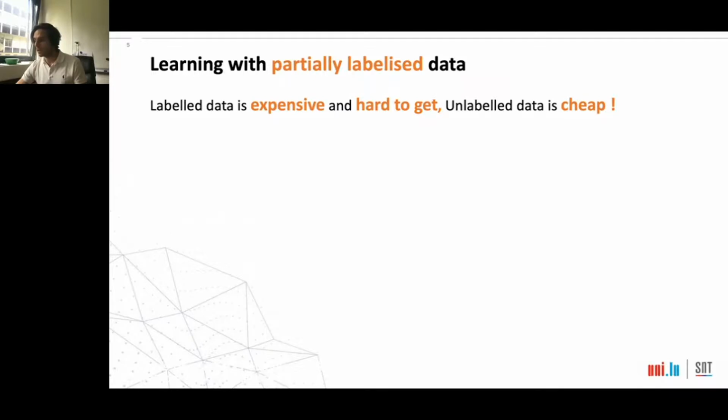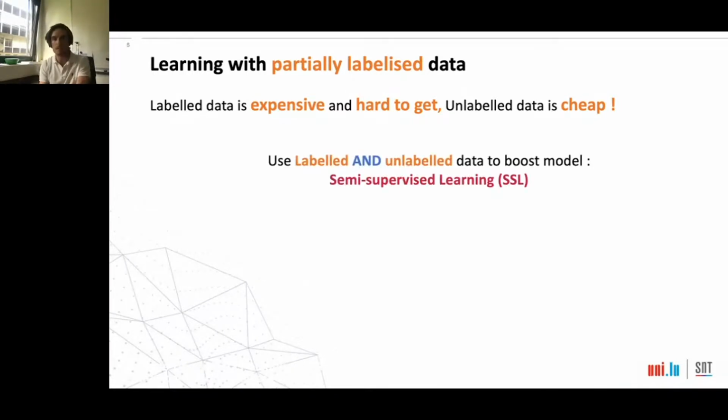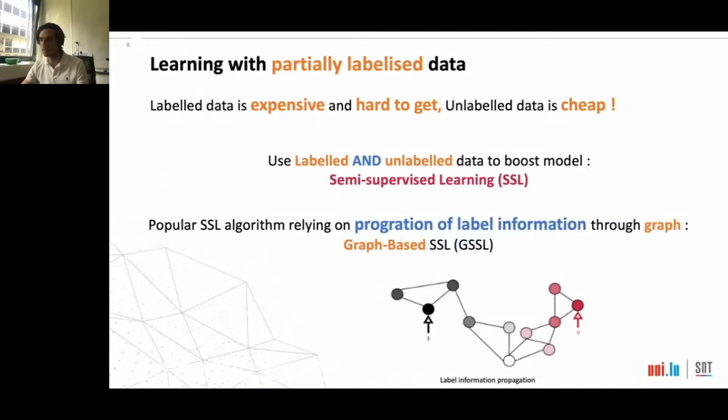To counter this problem, recent studies and scientists have come up with the idea of using both labeled and unlabeled data to actually boost the model. These techniques are among the semi-supervised learning types. In particular, a subcategory of semi-supervised learning algorithms are called graph-based algorithms and rely on the idea that label information propagates through a graph where nodes are actually samples or inputs.